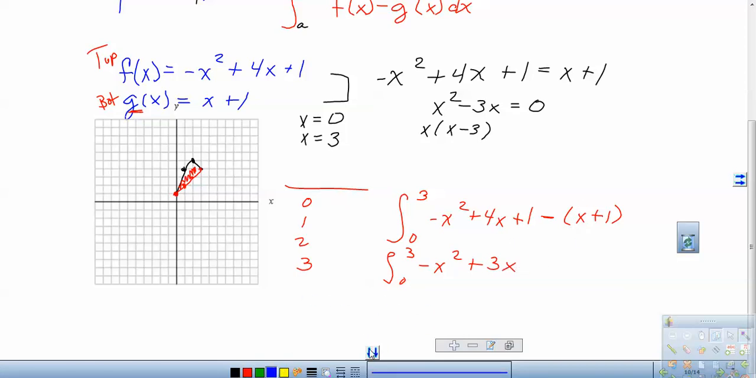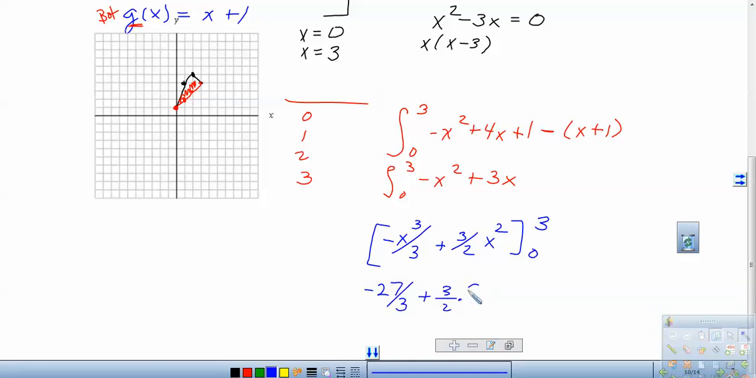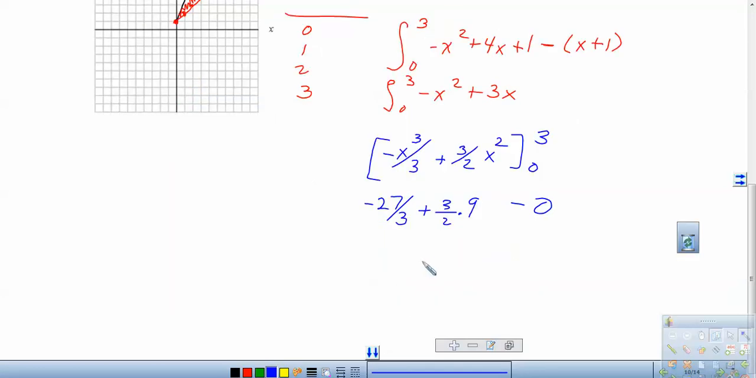And we would then find our answer by integrating negative x cubed over 3 plus 3 halves x squared from 0 to 3. So I'd have negative 27 thirds plus 3 halves times 9, minus, both of those are going to give me 0, and whatever that equals. So your answer will be numeric when you're finding the area between two curves.